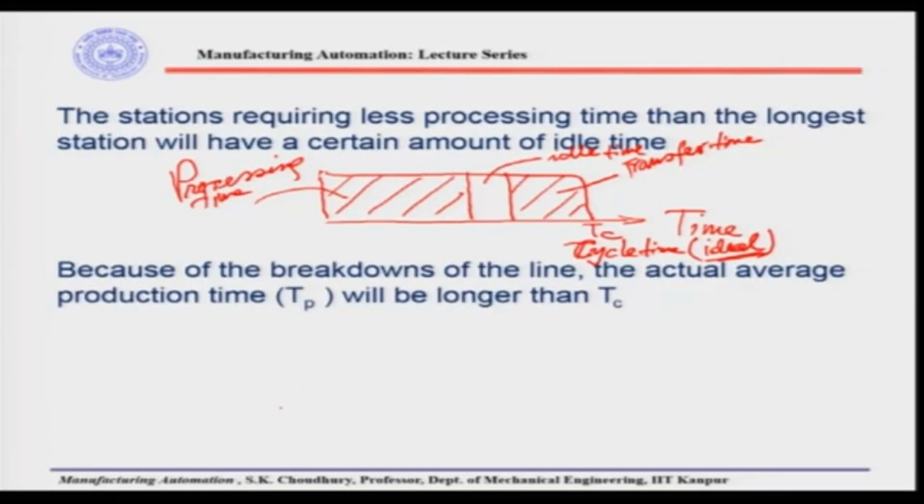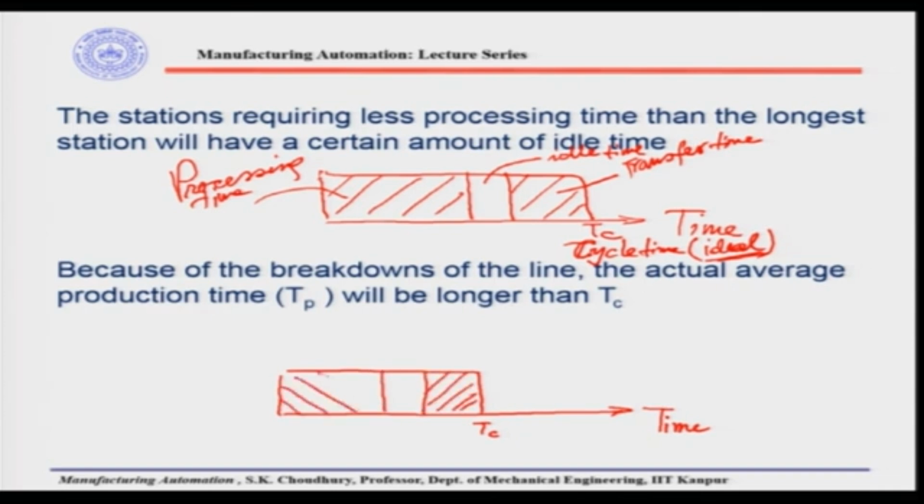In fact, what happens in practice is that there could be some sort of machine breakdown in a cycle or in a few cycles. So, in that case, if this is the time, and this is the Tc, let us say, and here we have the transfer time, here we have the processing time, and this is the idle time. But there would be certain breakdown in the machine, in the line. So, let us say this is the machine breakdown.